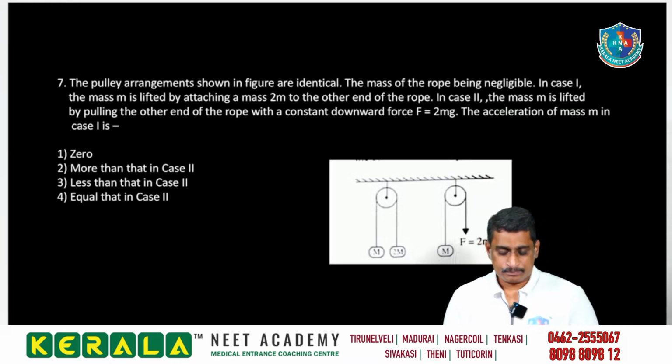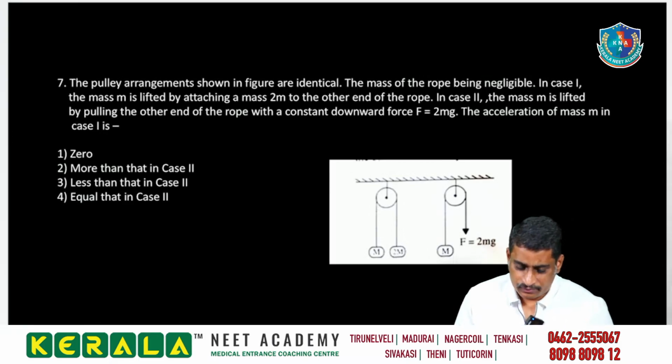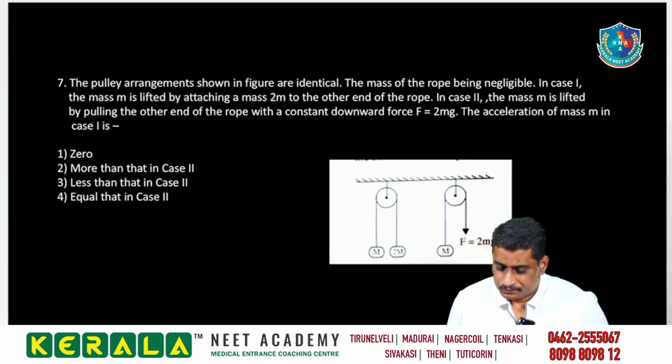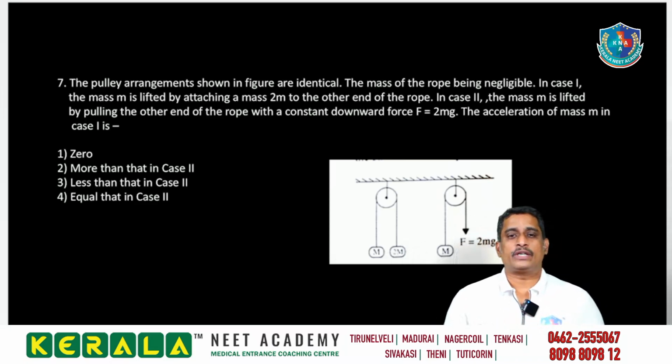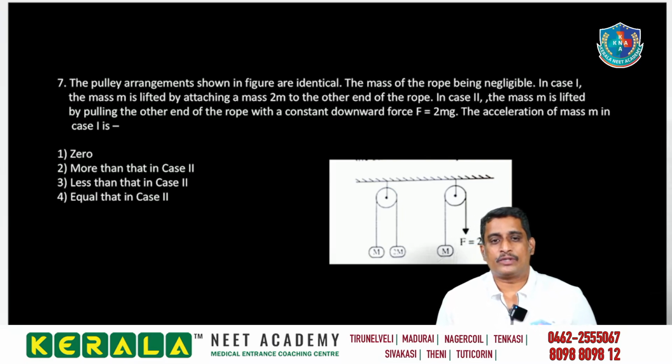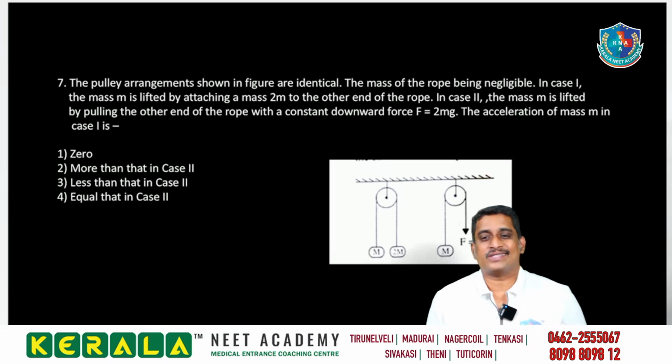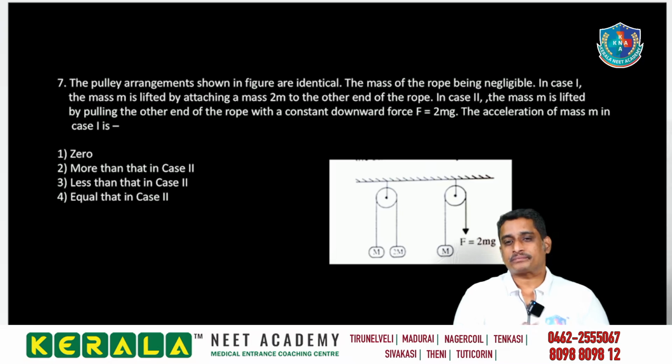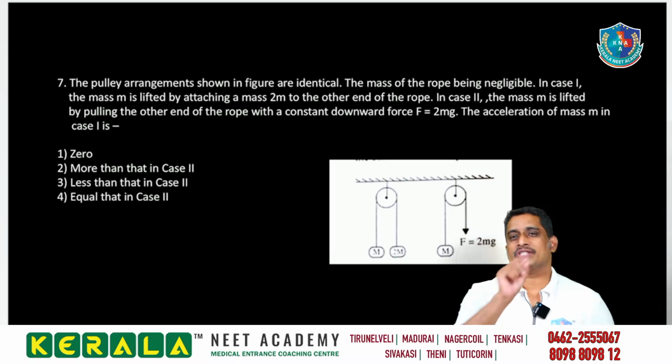Come to the next question. In this question, the arrangements given are identical. The mass of the rope is negligible. In case 1, the mass m is lifted by attaching a mass 2m to the other end of the rope. In case 2, the mass m is lifted by pulling the other end of the rope with a constant downward force 2mg. The acceleration of mass m in case 1 is, okay. It is also a very important numerical. Here, the majority of the students have one misconception.